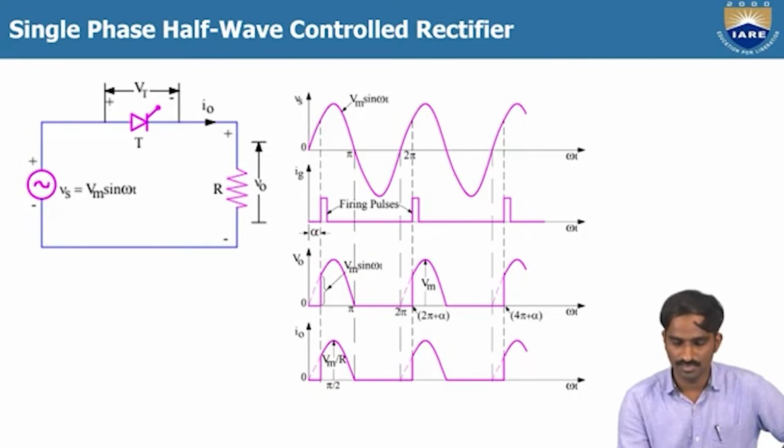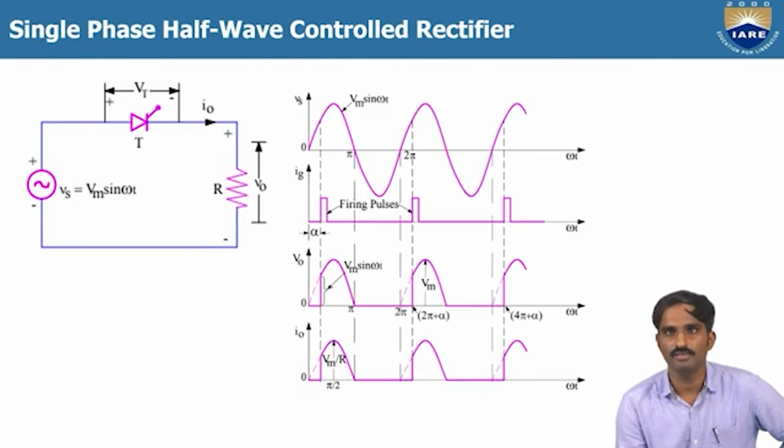Here you can see up to alpha there is no output voltage and output current, because the thyristor is still in the off state. When we give the firing pulse at angle alpha, the thyristor starts conducting. Then we get the output voltage and the current, which follow the source voltage.